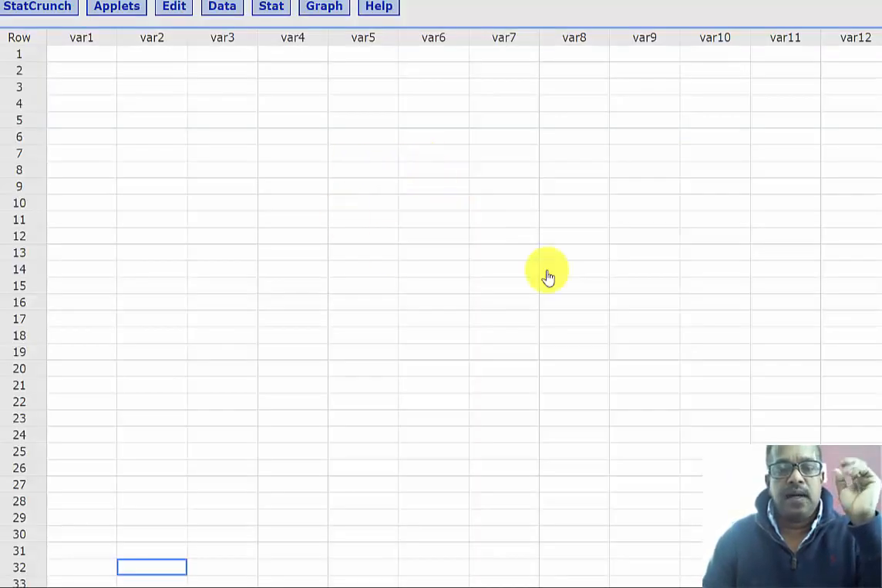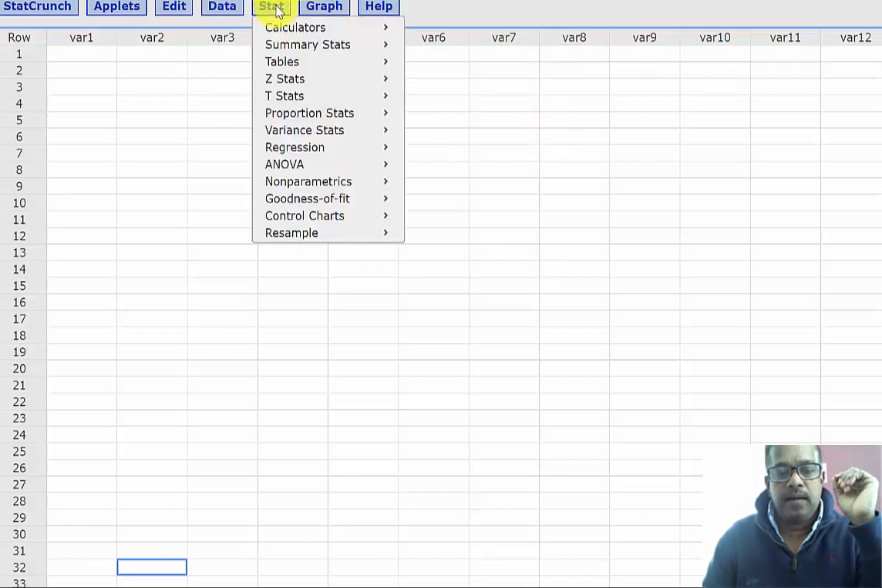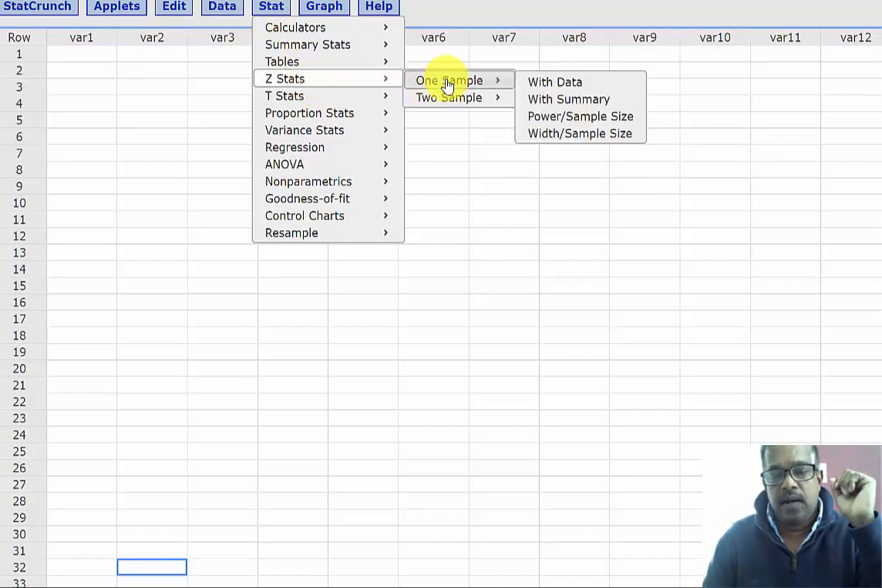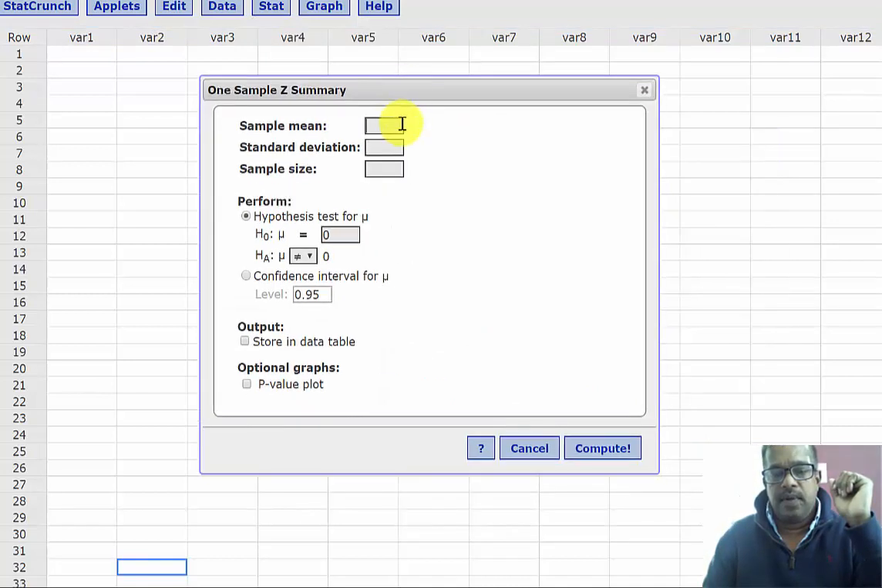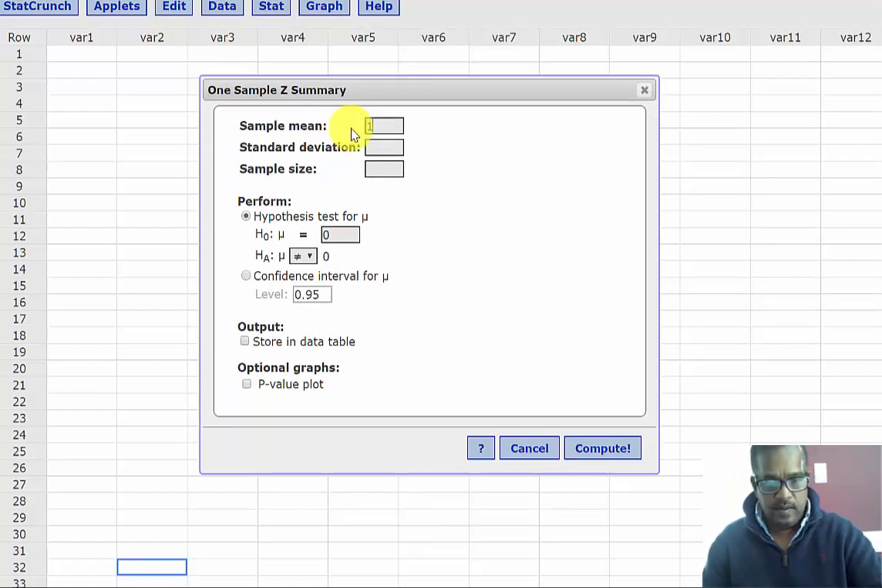So we open StatCrunch, go to Stat, and the Z-test, because our sample size is greater than 30, so you can do Z-test, one sample with summary. And then you have to enter your sample information here. We have sample mean of 12.9 and standard deviation of 0.19 and sample size of 32.